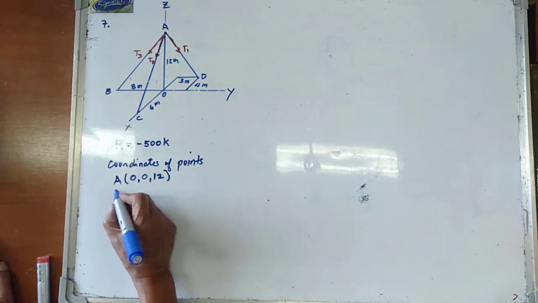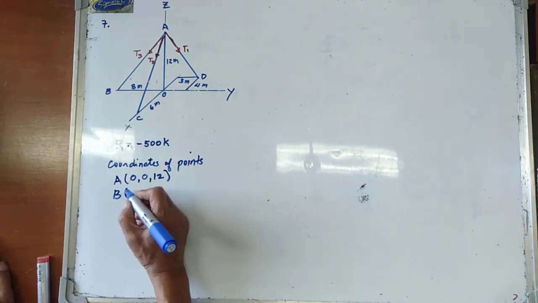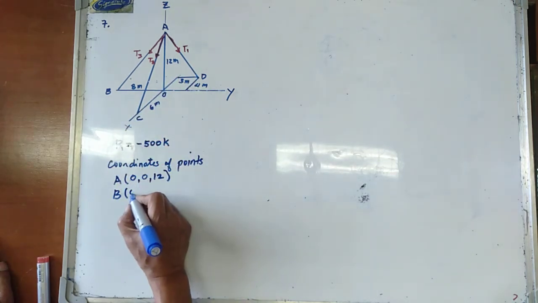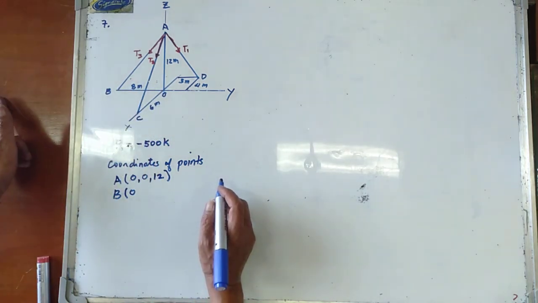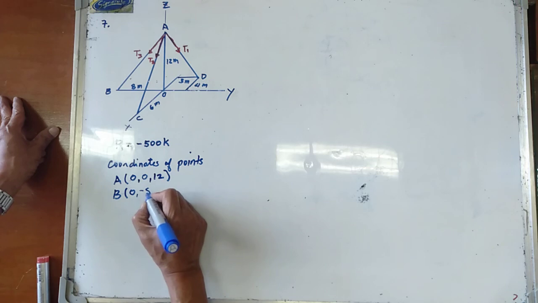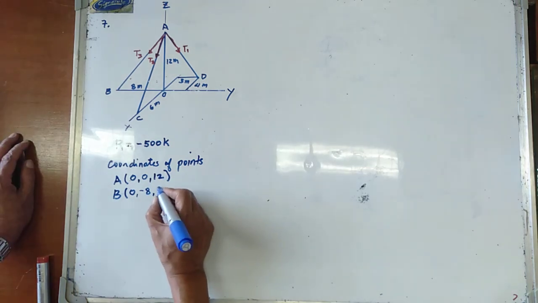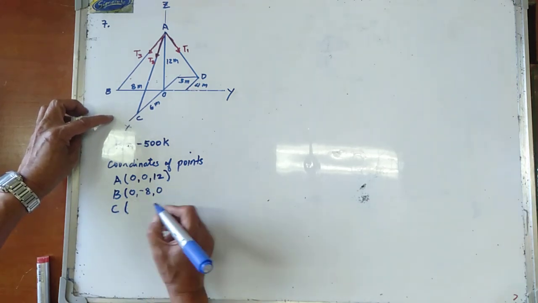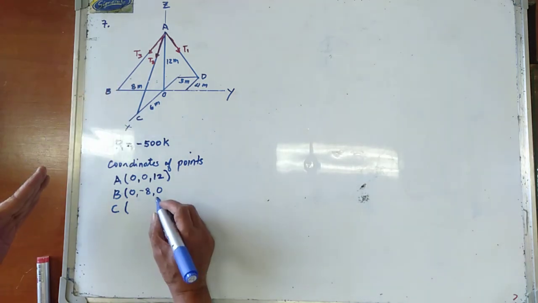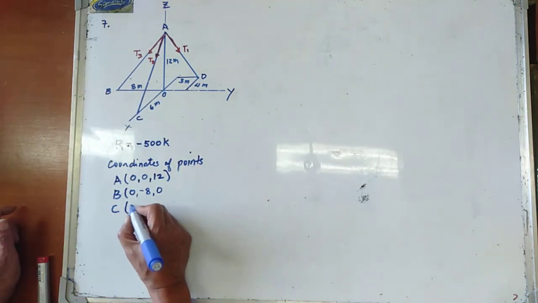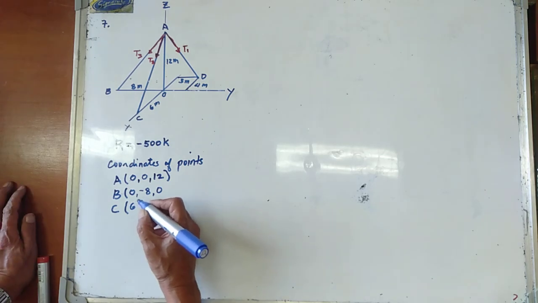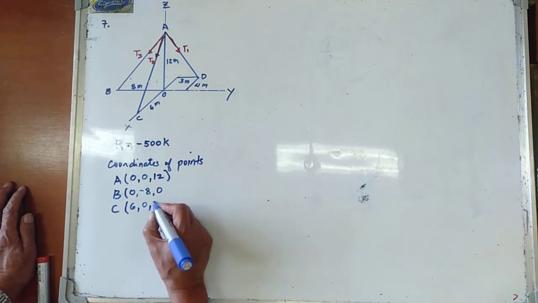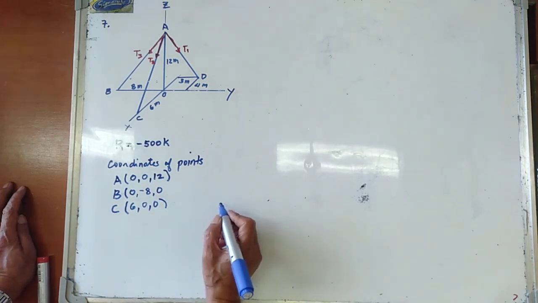Let's proceed to point B. The x-coordinate of point B is equal to 0. In the y-axis, left of the origin, we have negative 8. And then z is equal to 0. For point C, the x-coordinate is positive 6, the y-axis is equal to 0, and the z-axis is equal to 0.